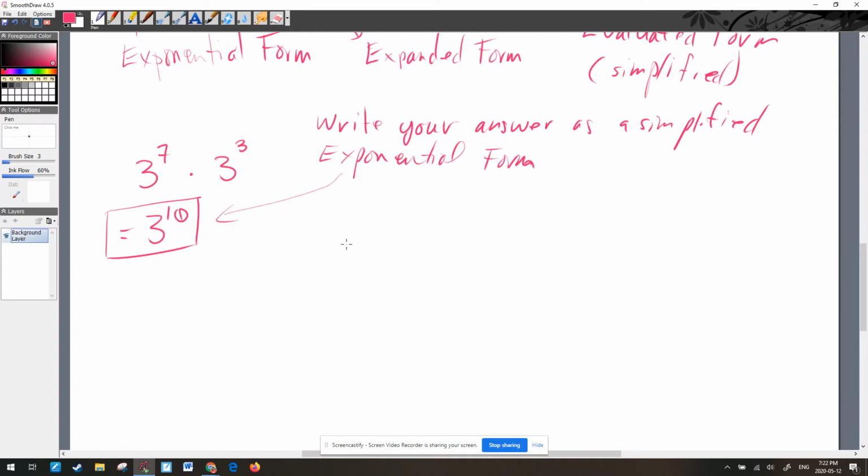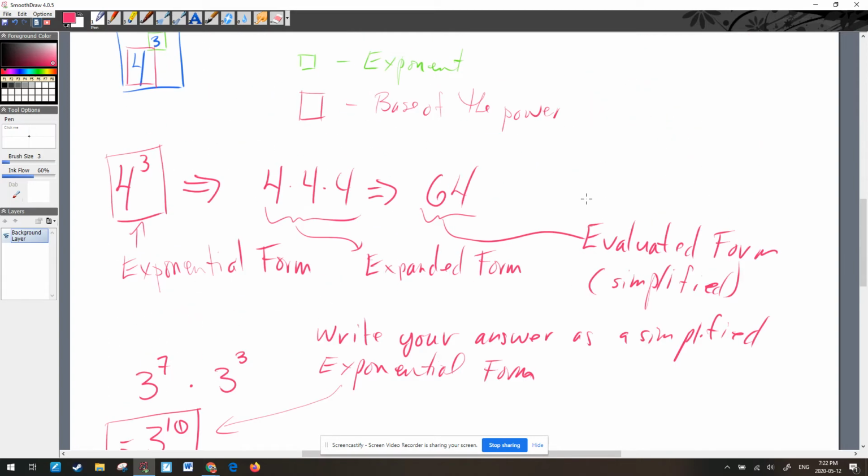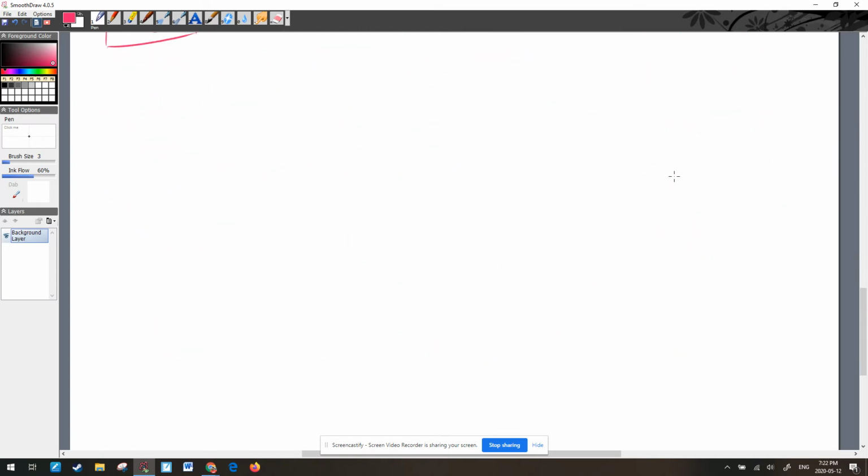If I had asked for it in the evaluated form, I don't know what that is. I can't do it in my head. 3 times 3 times 3, it's a big number. So we have to be careful. Simplified, yes, but if I want you to write it out like this, I'm going to say in evaluated form. Okay, all right. So that's just some lingo. Now let's look at some of those other exponent rules.